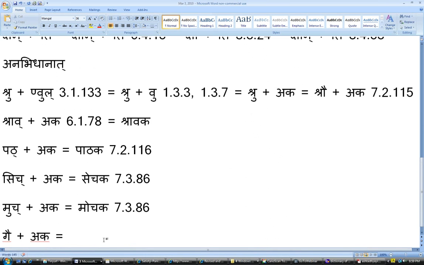So here we're going to get Ga plus Aka. I know time is almost up, but let me try to finish this one with your permission, and then we'll stop. So we use 6145. Please revise this rule at home.